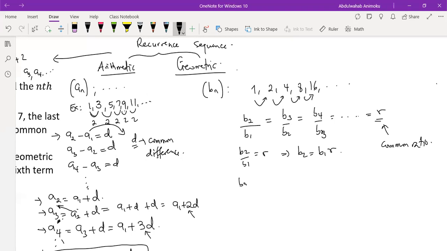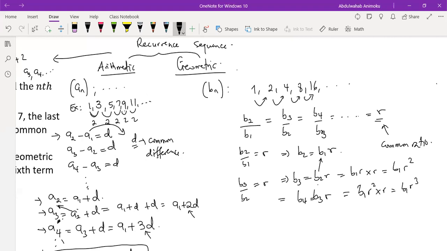Again, you also know that B3 over B2 is also equal to R, which means B3 is equal to B2 times R. And now you know what B2 is, which is B1 times R, so you can multiply that times R, that will be B1 R squared. So that is B3. So you can continue like this. B4 would be B3 times R, which will be B1 R squared times R, which is B1 R cubed. So when you notice this, we can continue like this inductively. You would have Bn would be B1 R raised to power n minus 1.